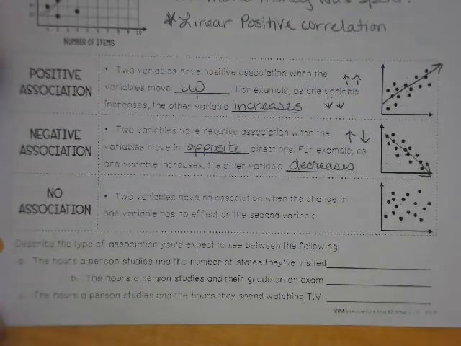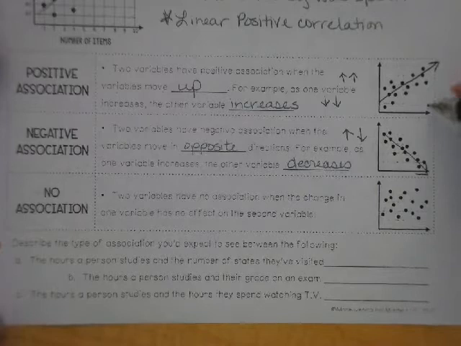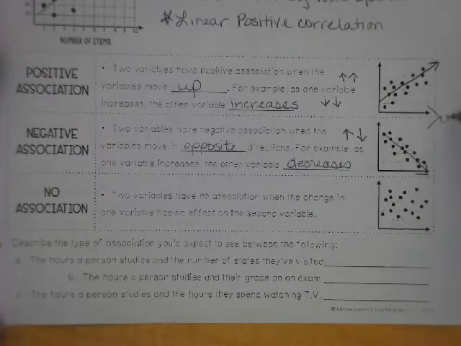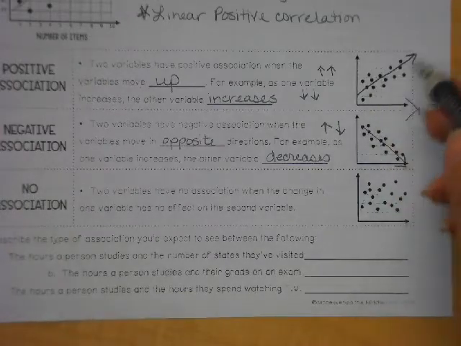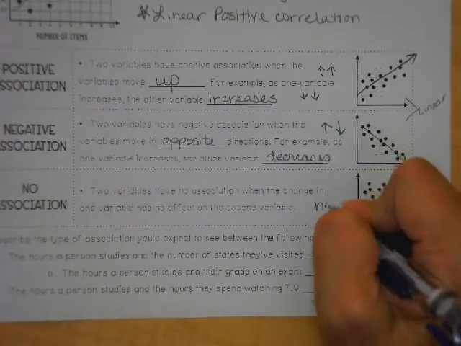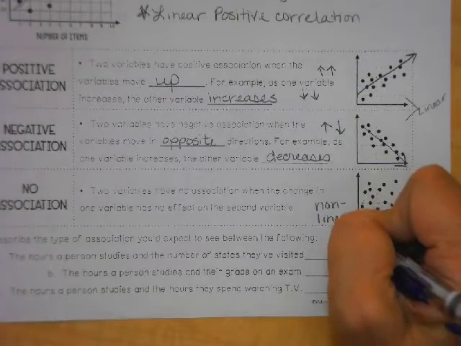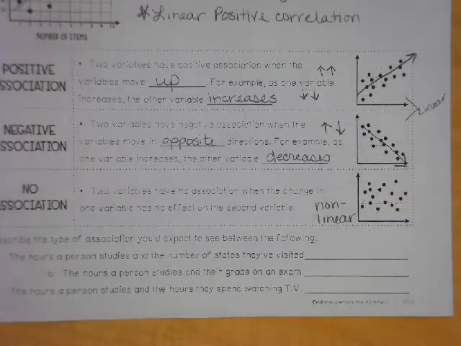2 variables have no association when the change in one variable has no effect on the second. So we can't really tell what's going on. Are they all going up? Are they all going down? What's happening here? So this is no correlation, okay? And the other information I want you to take from this is that for the most part, these 2 are linear. The dots tend to create a line. This is non-linear, right? It's just all over the place.